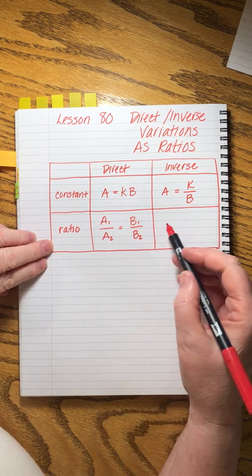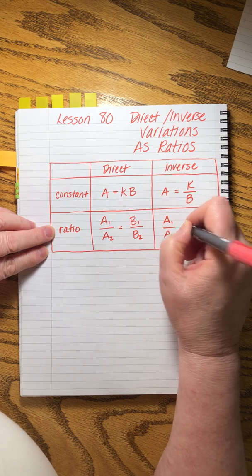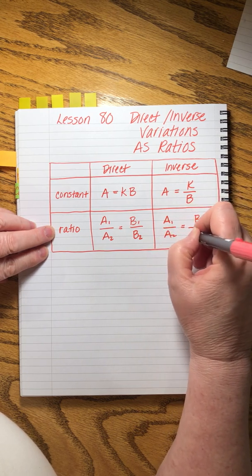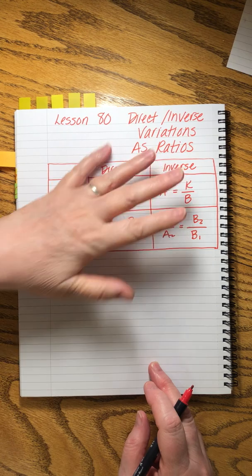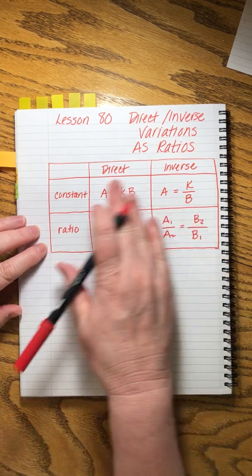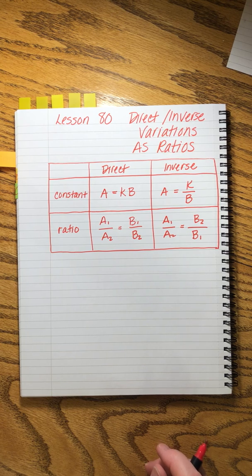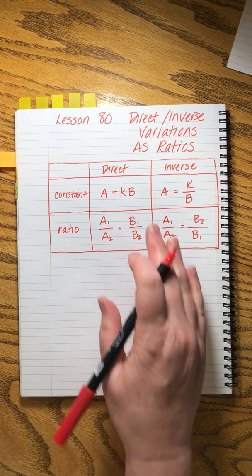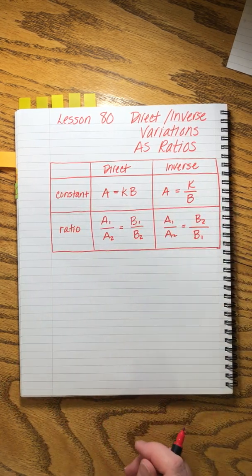Now, look at what happens to the ratio for the inverse. The A's are exactly the same, but look what happens to the B's. Whoa! B2 goes over B1. Make sure you copy this into your notes. Make sure you have the table. I know you already have this information, but I want you to compare the two different methods to each other. So we're going to work three of these problems, and we're going to practice using the ratio style instead of the constant style.